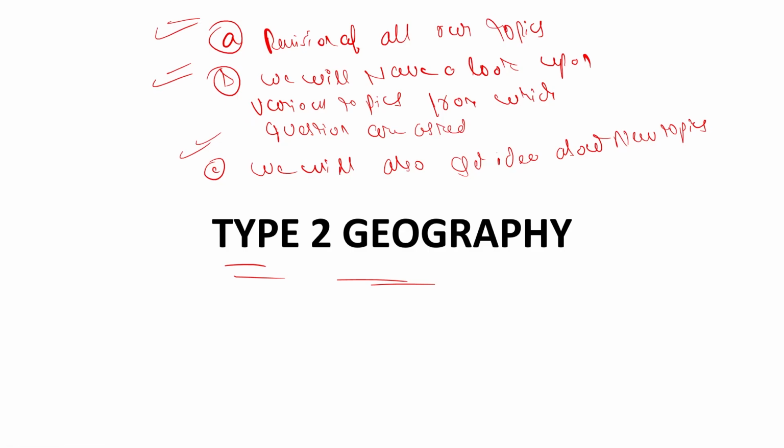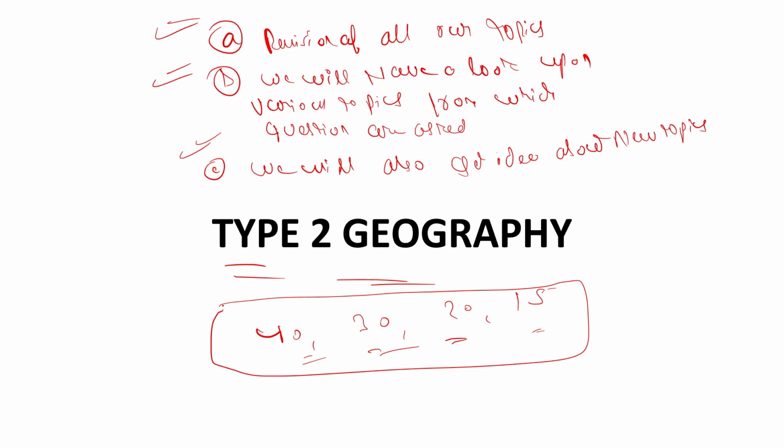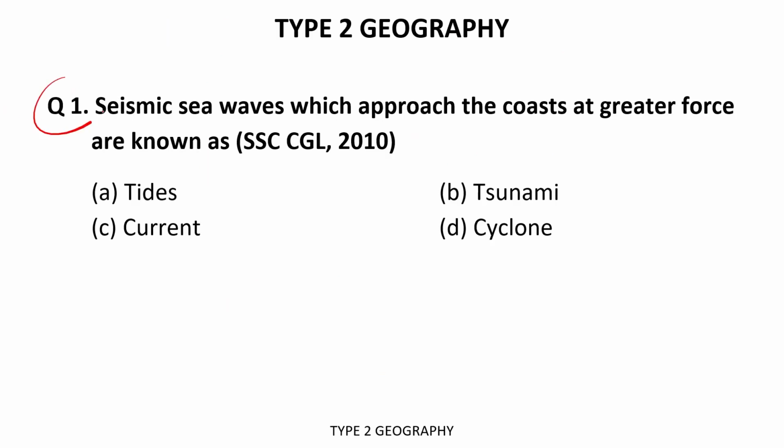Again, I will give you 40 seconds, 30 seconds, 20 seconds and 15 seconds as per the type of questions and as per the method I mentioned in the previous lecture. So let's start this session. The first question we have is: the seismic sea waves which approach the coast at greater force are known as. For this you will get 40 seconds to answer, and your time starts now.